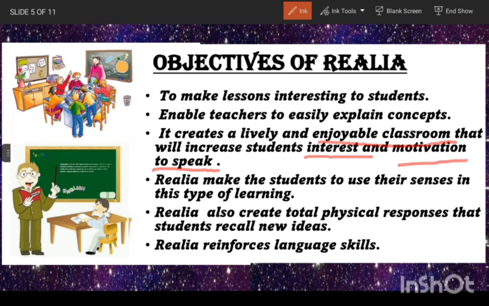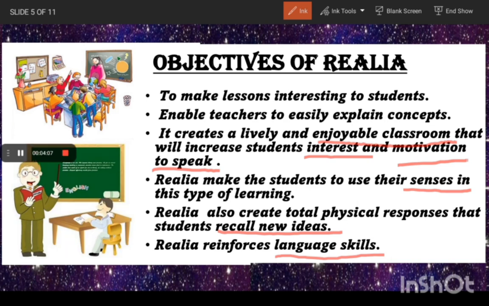Realia makes the students use their senses in this type of learning. Realia allows the students to put all their senses in the learning process, so there is no chance to be distracted from the learning. Realia also creates total physical responses, so that when students touch or sense the object, they recall new ideas. Realia reinforces language skills and helps students to improve them.